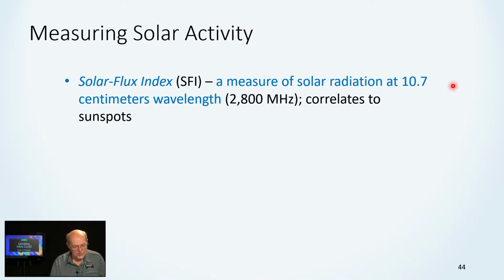Now there's a couple of solar parameters that we'll talk about here. We'll get into many more when we get to the extra class in January for those of you that will be joining us. So SFI is the first one, Solar Flux Index, a measure of solar radiation at 10.7 centimeters wavelength, which is 2800 megahertz. And this number, the SFI number, correlates directly to sunspots. In fact, the SFI starts out at 65 and then goes up linearly with the sunspots.